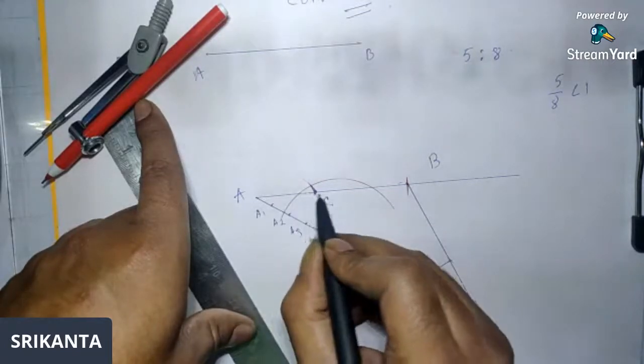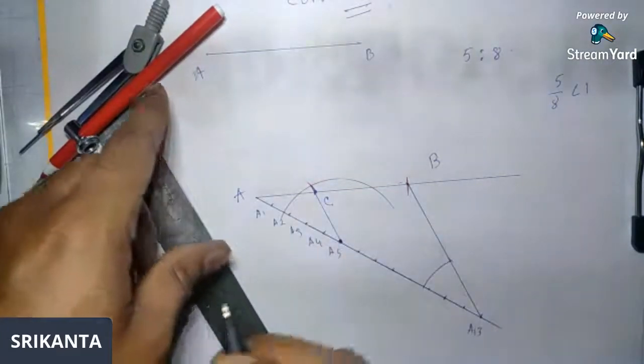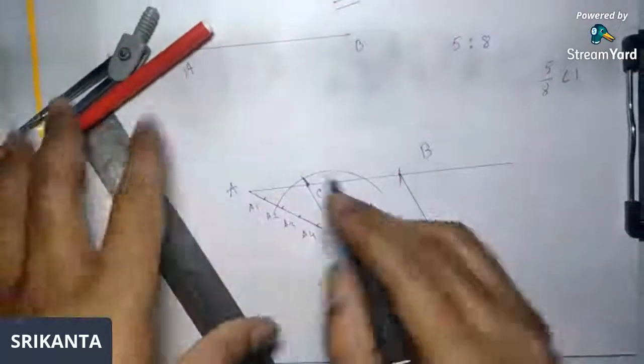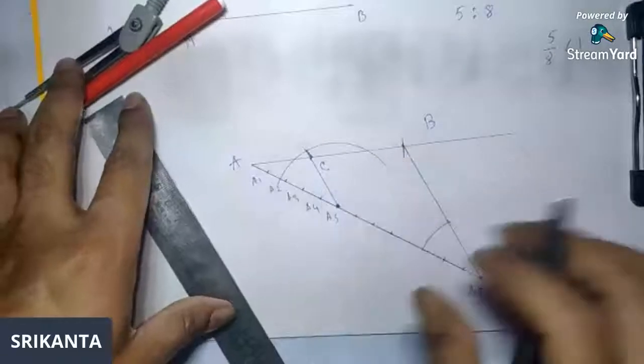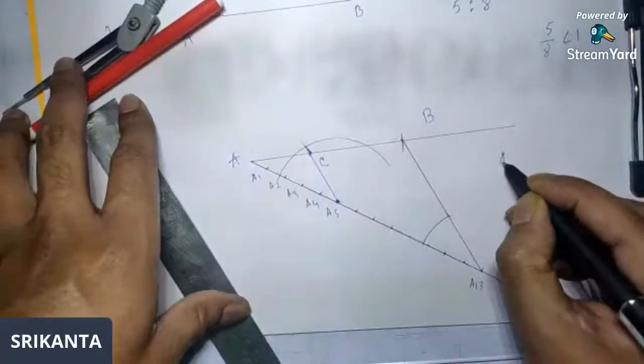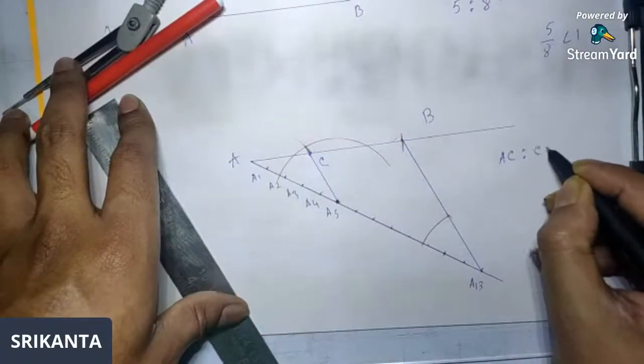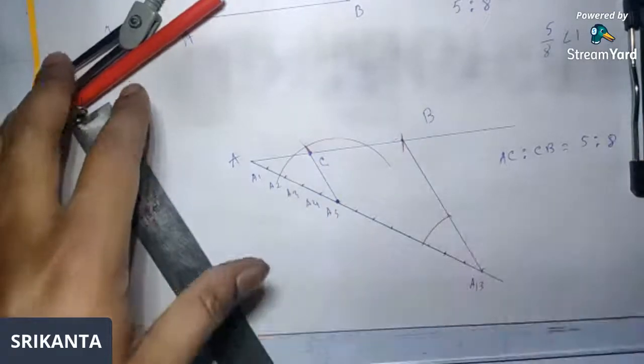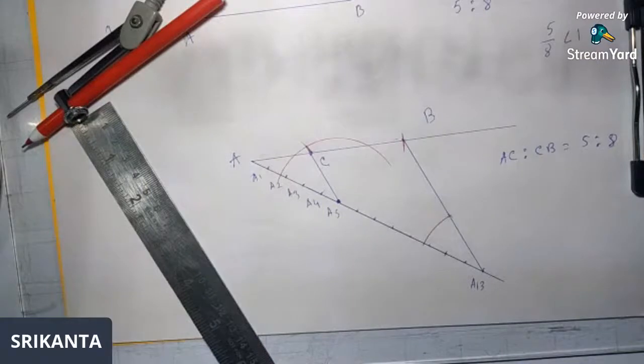So this becomes 5 is to 8. Clear? This becomes 5 is to 8. You write the construction steps as we have drawn, and here AC is to CB becomes 5 is to 8. Clear? AC is to CB becomes 5 is to 8.